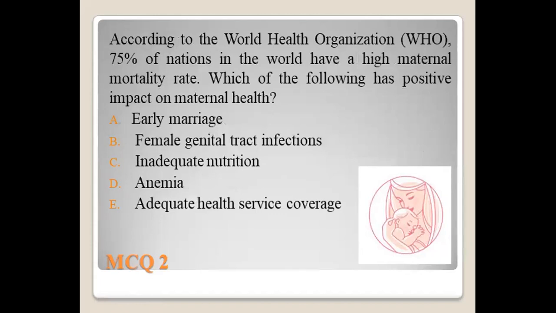MCQ 2. According to the World Health Organization, 70% of nations in the world have a high maternal mortality rate. Which of the following has a positive impact on maternal health? Alpha, early marriage; beta, female genital tract infection; C, inadequate nutrition; delta, anemia; E, adequate health service coverage. What will be the option?